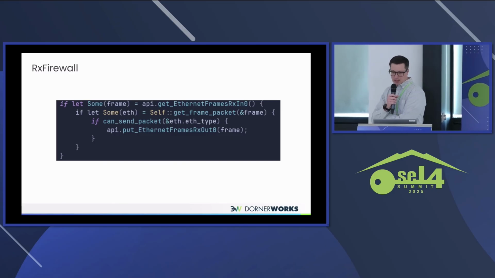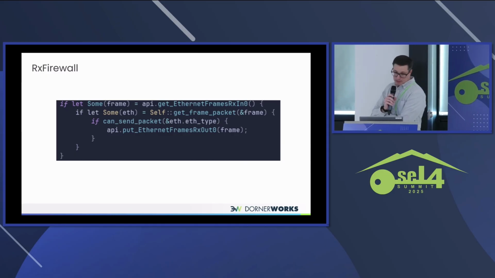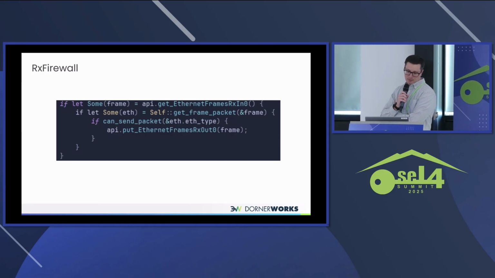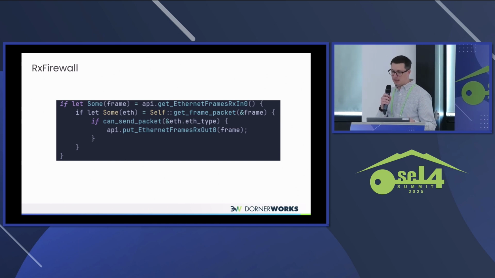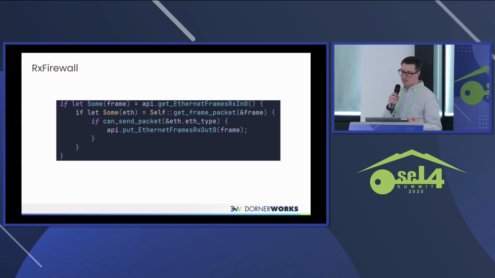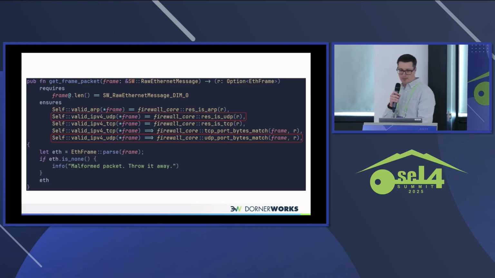And so then if we look at our specific implementation for, say, the RX firewall, at the very high level, what it's doing here is just checking if it's received some data in on its input port, then it's going to get the frame packet. And if that is a valid frame, then it's going to send it through the can send packet function, which is essentially the overall policy. And if that's valid, then it will put it on the output port.